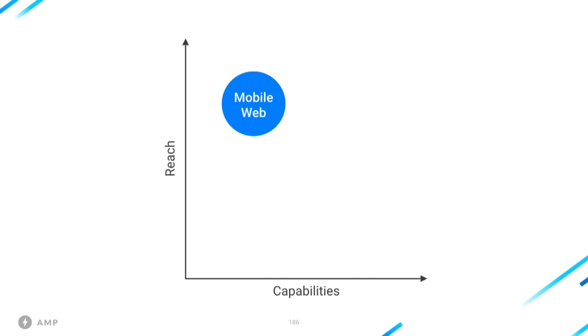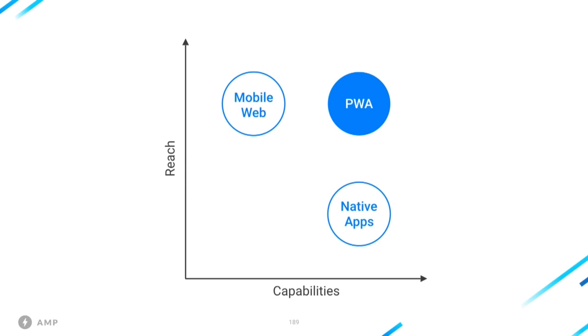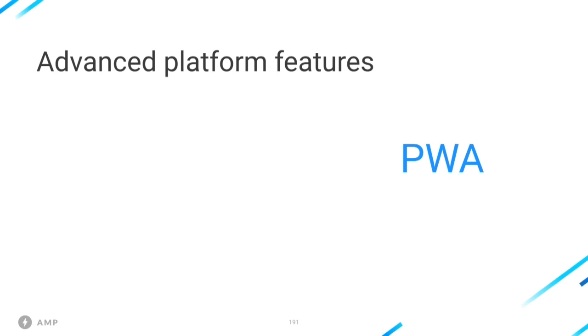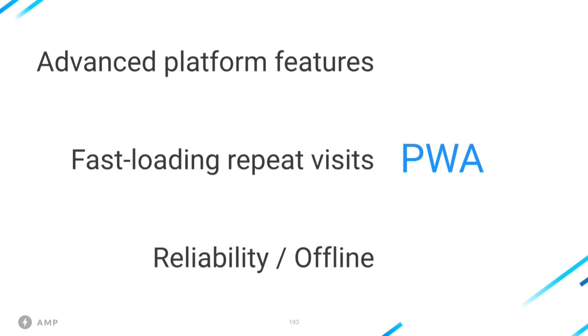But they haven't historically had the capabilities of native apps, which are very strong on the capability side, but often are sort of locked in these experiences that don't have as far reach. You have to go, you have to download these things. Well, PWA sits in a position where it combines the best of both worlds, the capabilities of native apps with the reach of the mobile web, where those capabilities boil down to a number of advanced platform features like add to home screen, push notifications, caching abilities that make it possible for repeat visits to load quickly, and then also better reliability and offline experiences, better reliability in limited connectivity situations, and the ability to have a completely offline experience.